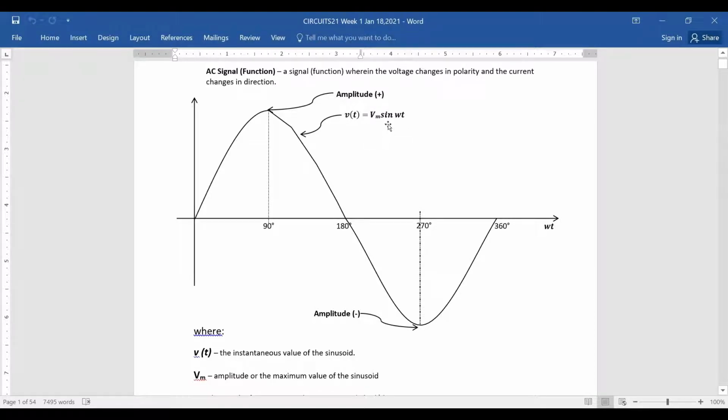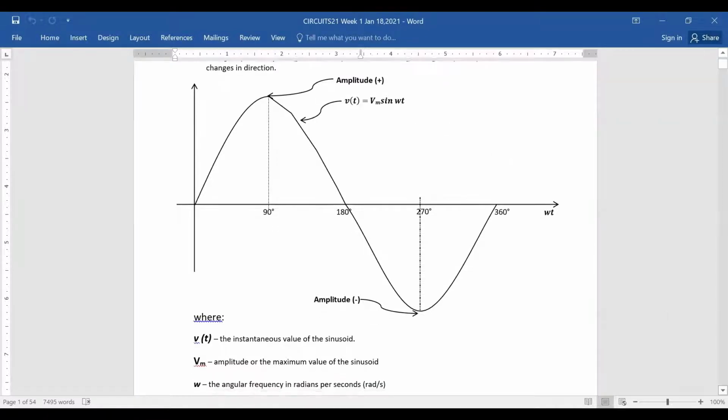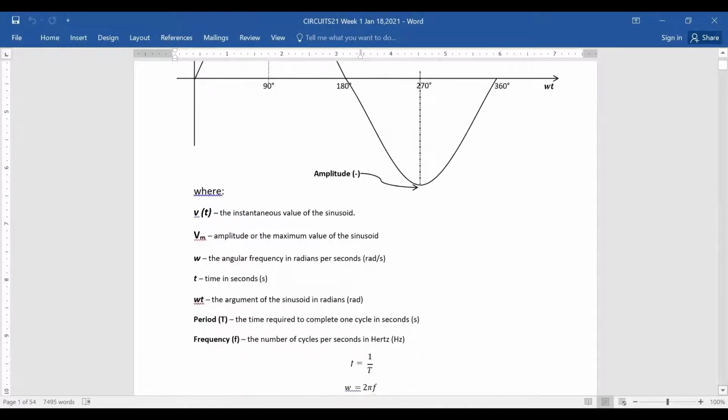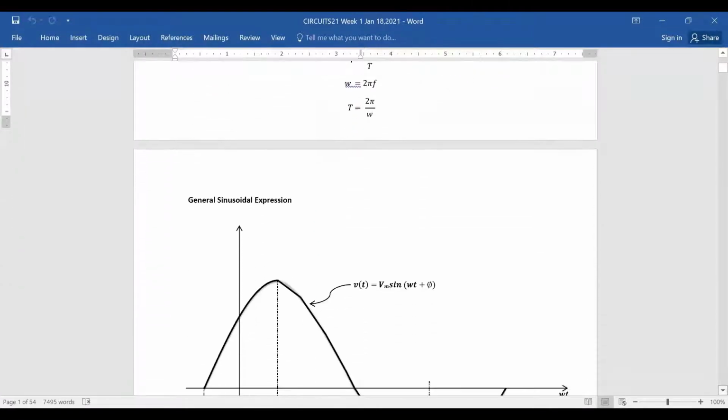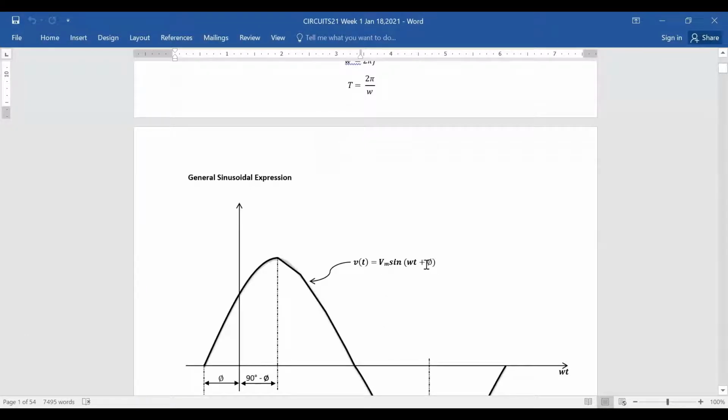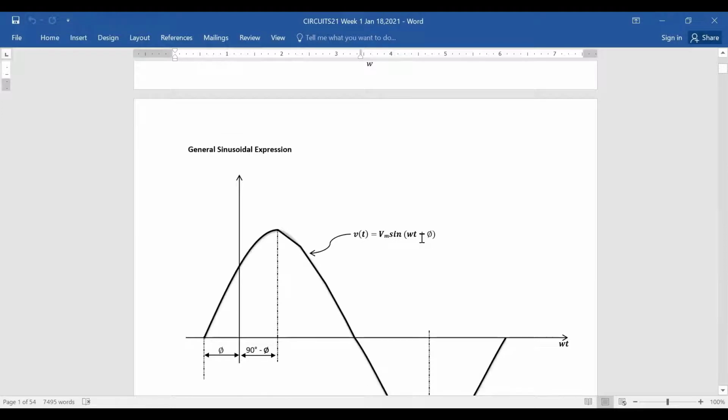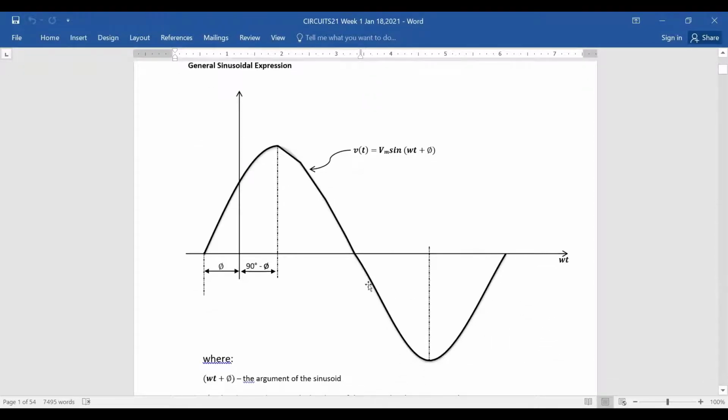Or say Im sine omega t if it's current. If it is current, I sub m sine omega t. But in the more general expression, we include that phase angle other than 0. Say for instance here, we use a positive angle, plus phi. What do you mean by that? If we graph it, this positive phi here must be located to the left side of our y-axis, or along the negative x-axis.